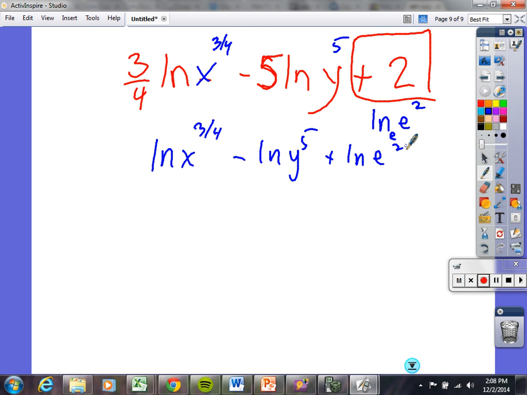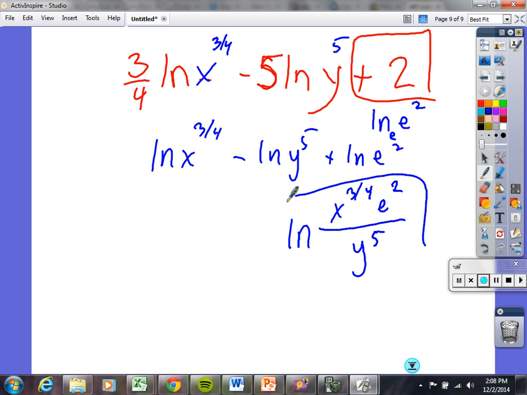Now, what I do now, anything that is positive, where is it going to go? Top. Anything that's negative is going to go bottom. Does that make sense? Okay, so I have ln of x to the 3/4, y to the 5th over e. Oh, excuse me, that was wrong. I found a cool way to remember how the number. There it is. So it doesn't matter which one.